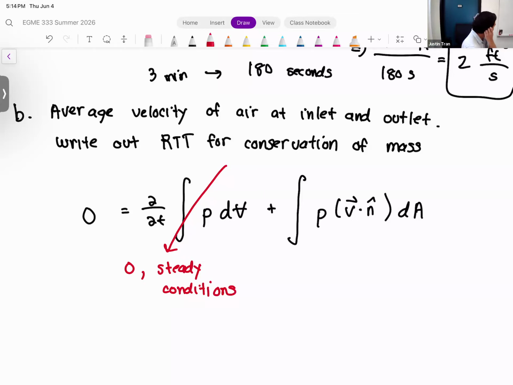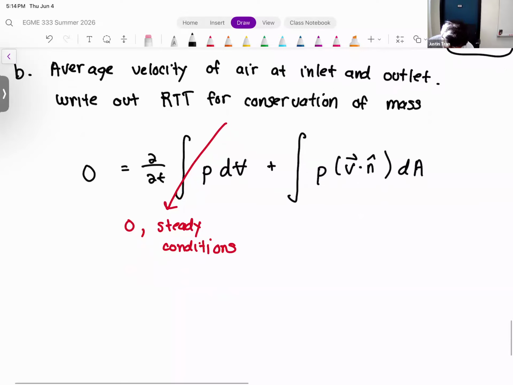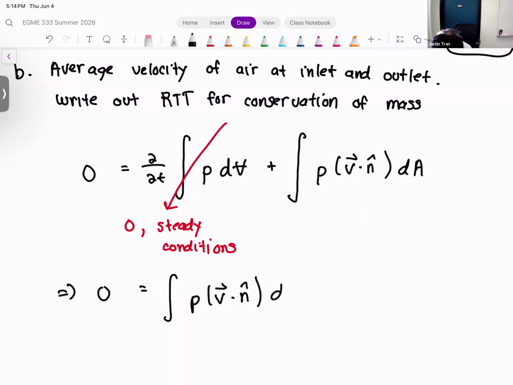Remember, anytime you're solving for systems under steady conditions, you can assume any time derivative is equal to 0. That leaves us with the following term on the right, which is our inflow-outflow term. So we have 0 is equal to the integral of density multiplied by the dot product of the velocity and the normal vector times dA.